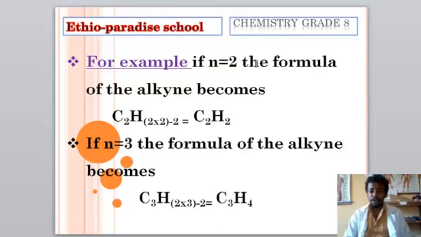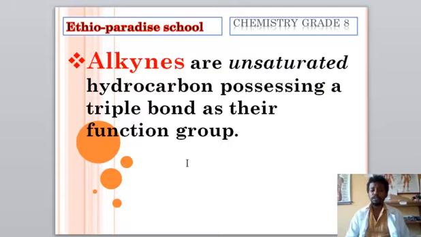For example, if n equals 2, the formula of the alkyne becomes C2H2 times 2 minus 2, the formula will be C2H2. If n equals 3, the formula of the alkyne becomes C3H2 times 3 minus 2, C3H4. This is how you can find the formulas of these alkynes. Alkynes are also unsaturated hydrocarbons possessing a triple bond as their functional group. We have said that unsaturated hydrocarbons are hydrocarbons that have double or triple covalent bonds.